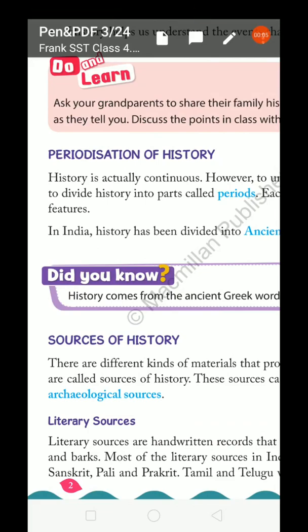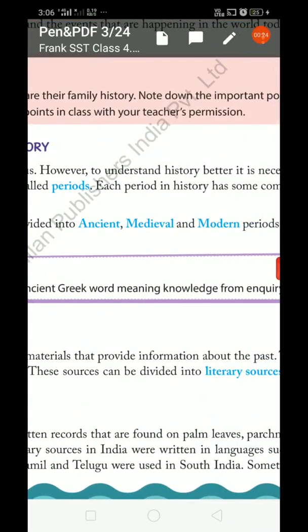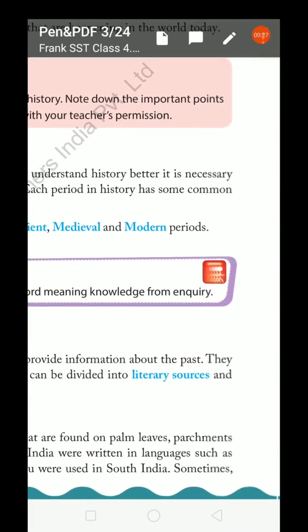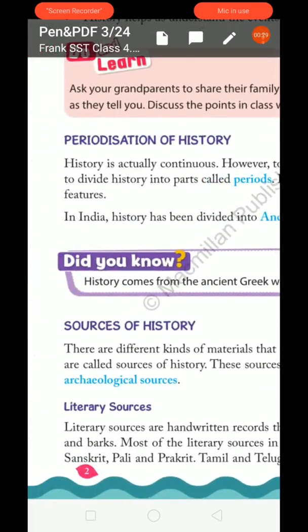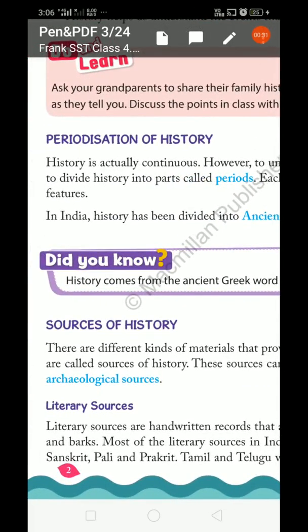Periodization of history. Periodization of history means division of history. We divide history into parts and these parts are called periods. History is actually continuous. However, to understand history better, it is necessary to divide history into parts called periods. What do we call these parts? These parts are called periods.